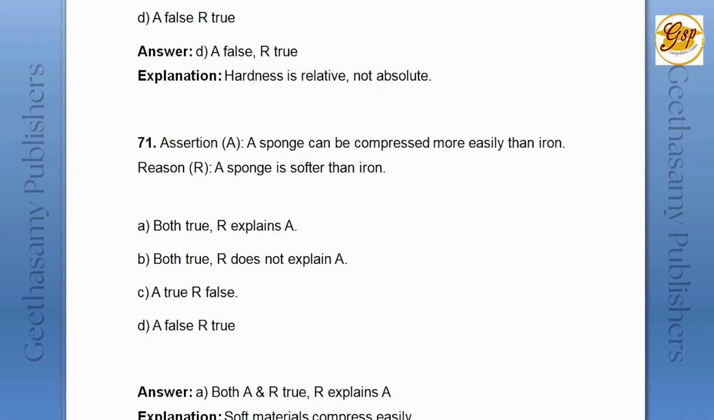Next, 71st question. Assertion: A sponge can be compressed more easily than iron. Reason: A sponge is softer than iron. Both are true and R explains A. Both are true and R does not explain A. A true, R false. A false, R true.